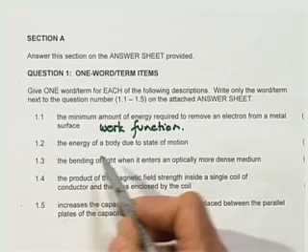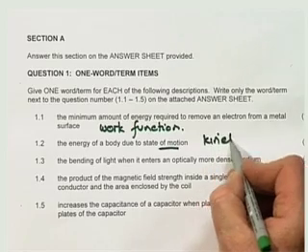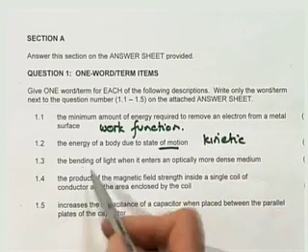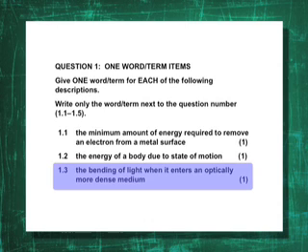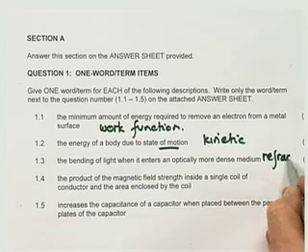The energy of a body due to its state of motion, okay, that movement energy, we all know about that, it's kinetic. The bending of light when it enters an optically more dense medium, all right, it will also bend when it enters an optically less dense medium, but the fact is that either way, it is a bending known as the refraction of light.